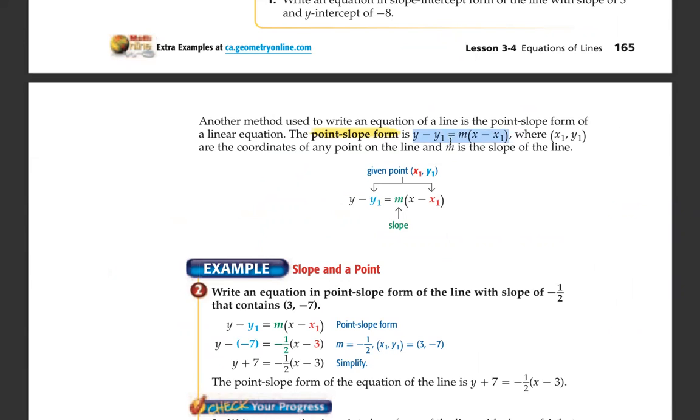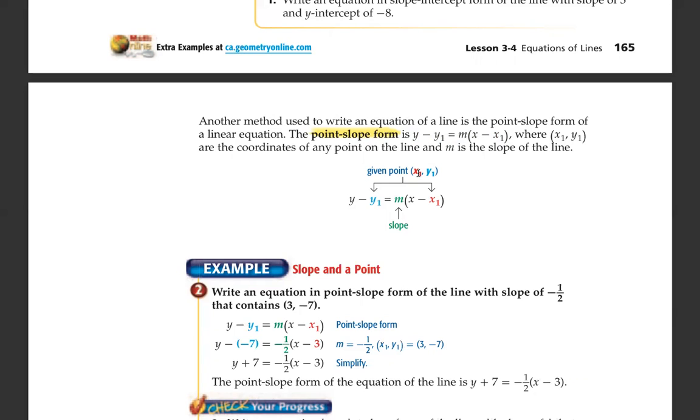Okay, it looks like this one. You simply replace your m with a given slope, and your x1 and your y1 from the given ordered pair. That's why it's called point slope form, because you will be given a point and a slope. A point is an ordered pair. An ordered pair contains an x coordinate and a y coordinate. Those two will go to your x1 and your y1.